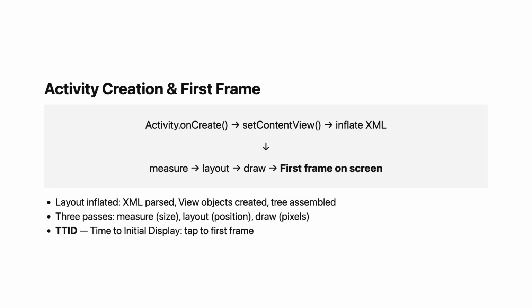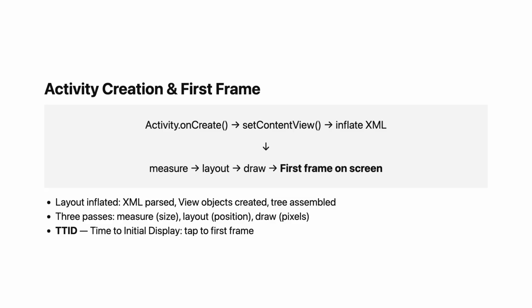Then the system needs to do a measure pass, figuring out how big each view should be. Then a layout pass, figuring out where each view goes. And finally, a draw pass, actually rendering pixels. Only when that first draw completes does the user see your app. That moment, the first frame appearing on screen, is what we call time to initial display, or TTID. From tap to first frame, that is the number that matters.